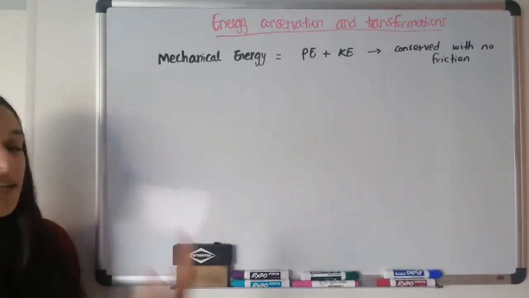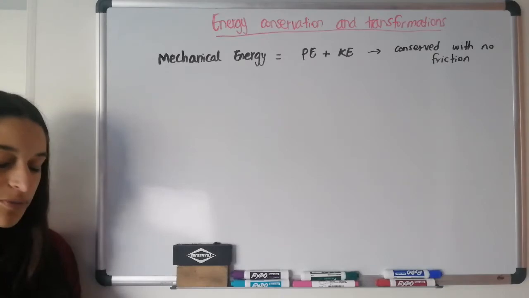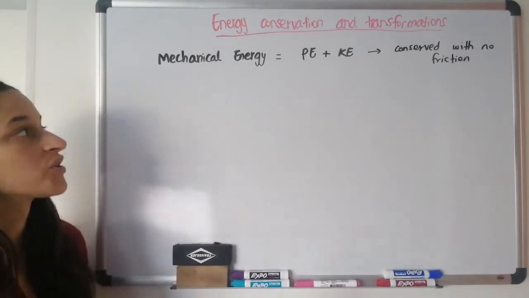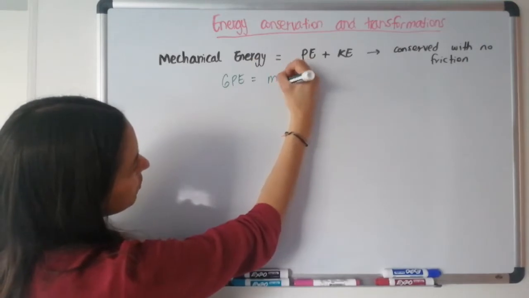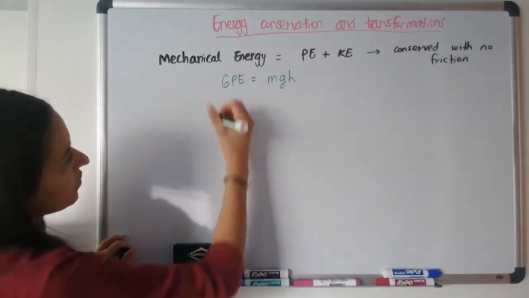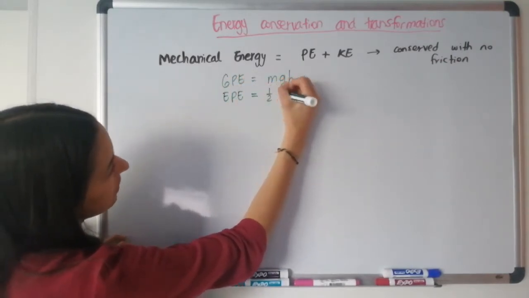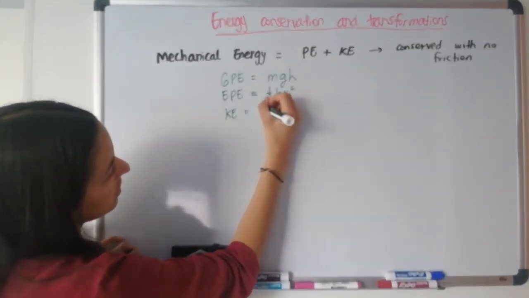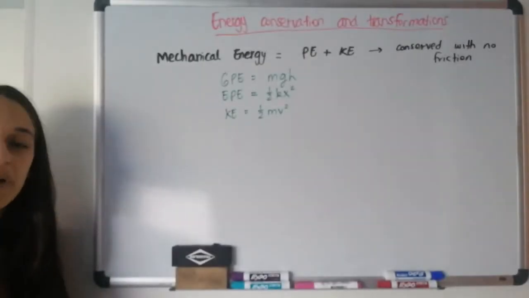So now that we know the types of potential and kinetic energy that exist and their equations, we can write this as a bigger equation. We learned about two potential energy equations last class, which were gravitational potential energy, GPE, and its equation was m times g times h. We also learned about EPE, elastic potential energy, and its equation was 1/2 kx squared. And we learned about kinetic energy and its equation, which was 1/2 mv squared. So these are the three equations that we have.